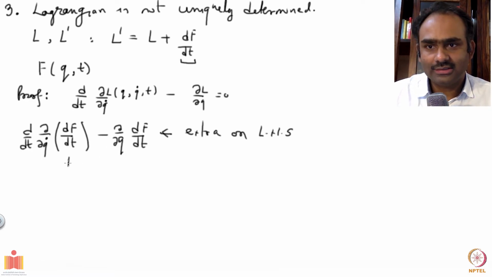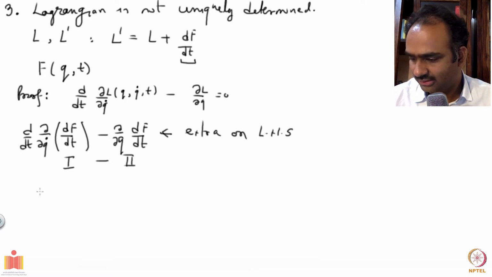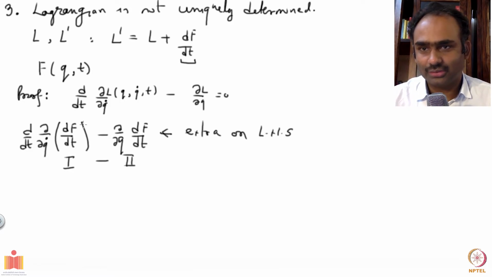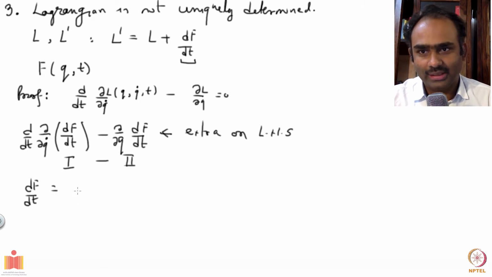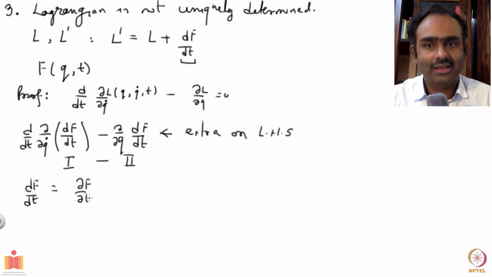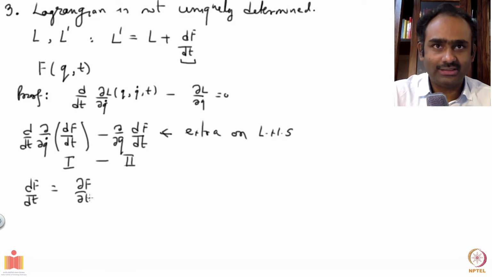So let me call this term 1 minus term 2. Let's look at term 1 first. I look at this total derivative df over dt. In term 1 I am looking only at df over dt first. So df over dt is, remember, f is a function of only q and t, not q dot. So when I take the total time derivative, I get del f over del t, because I have allowed for an explicit time dependence in f.